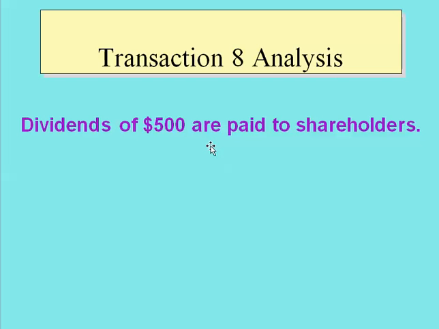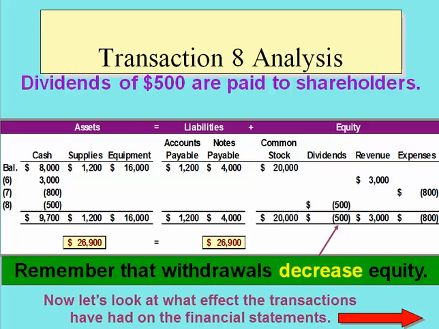So dividends of $500 are paid to shareholders. Well, anytime we pay out something, we know cash is going to be affected. In order to decrease cash, which is an asset, we must credit it. And what else is going to happen here? Our dividends are actually going to increase by $500. But remember, dividends decrease our equity. So in order to increase our dividends, we will debit it. Debit dividends, credit cash. But the impact here would be transaction 8. I skipped a few. You can go through your slideshow to see the rest.